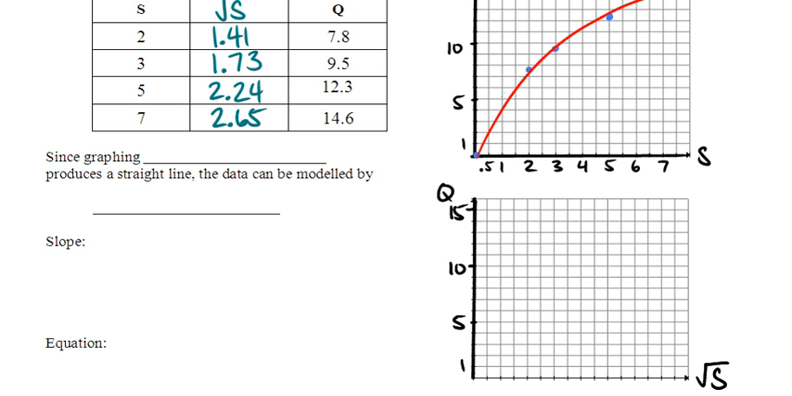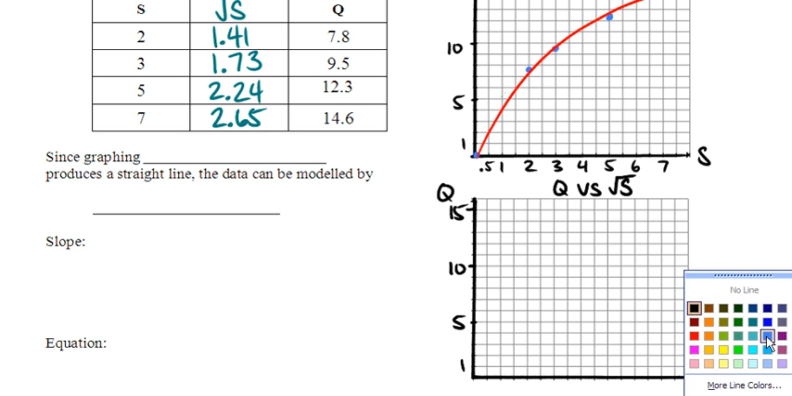Let me darken those axes. Again, all the little nitty-gritty details, right? Q versus, now it's not s. We want to show people that we've taken the square root of s.